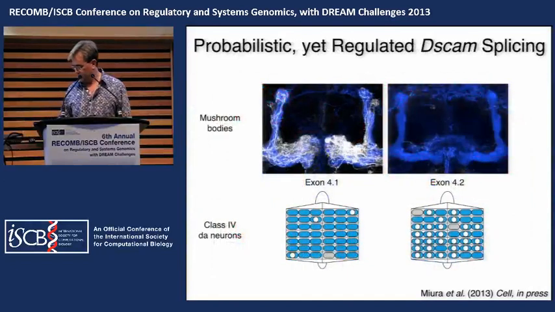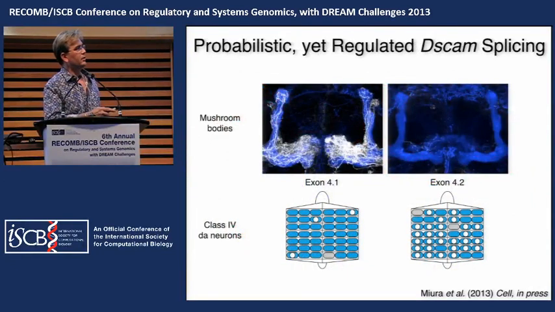So the bottom line of what I want to show you here is that we've uncovered from these experiments this idea of probabilistic splicing. What I mean is that in mushroom body neurons, there's always about 50% of the neurons that express exon 4.1, and almost none of the neurons express exon 4.2. But in a different subclass of neurons, this is switched, where exon 4.1 is basically off in almost everything, and exon 4.2 is on.